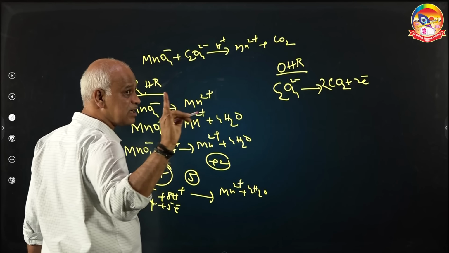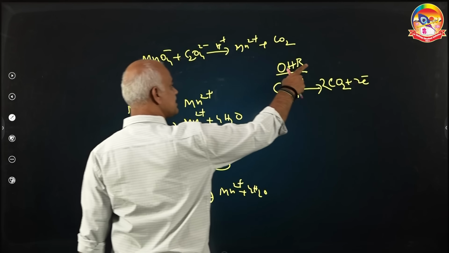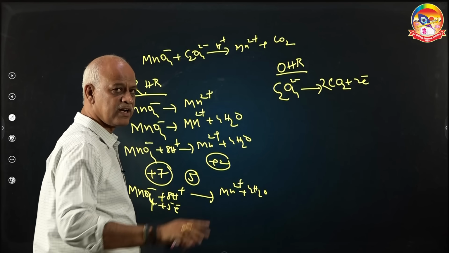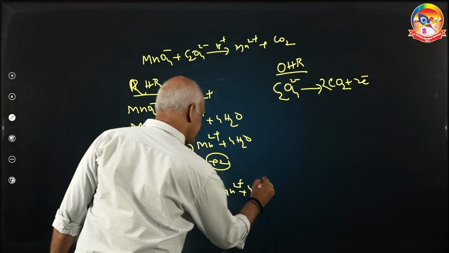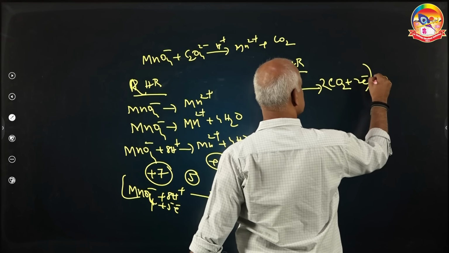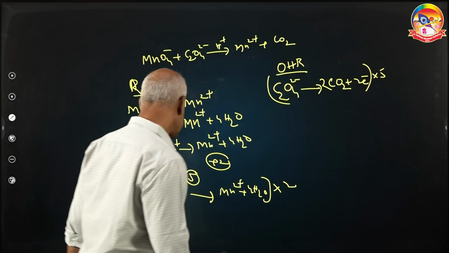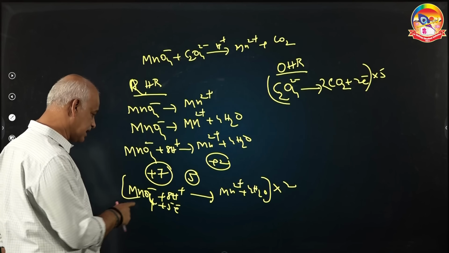Whether we are right or wrong, we can easily understand. Since it is reduction, gain of electrons, and since it is oxidation, loss of electrons, it is fine. To make the electrons equal, I multiply this with 2 and I multiply this with 5. Now you see, if anybody is asking, what is the N factor of permanganate?